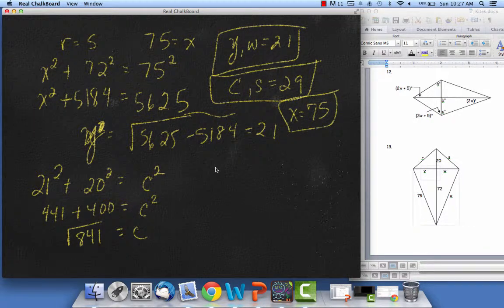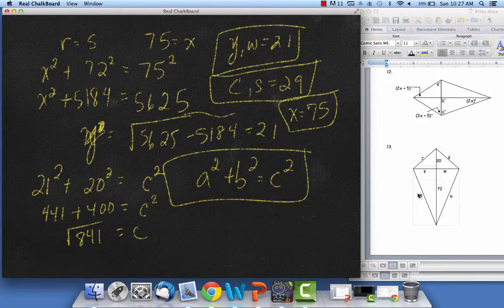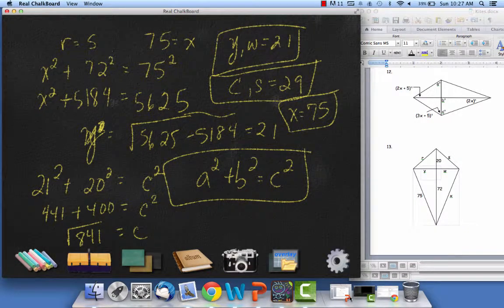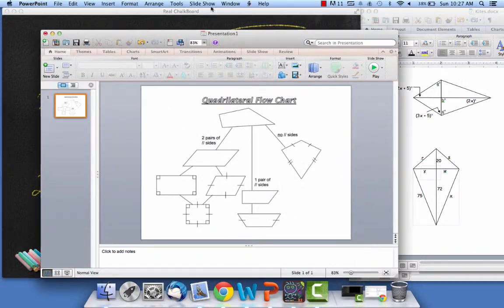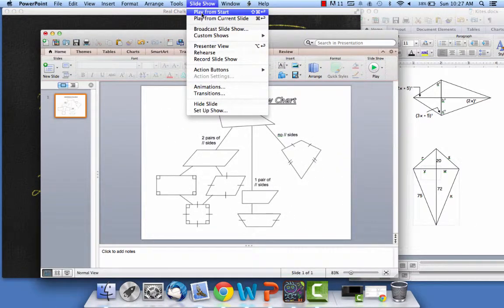Okay, so again, that was the Pythagorean theorem, which applies to right triangles. And the happy thing about having a kite is that you have all these right triangles, so you get to use the Pythagorean theorem. Okay, now let's pull this up.